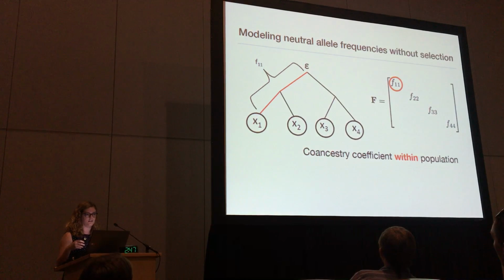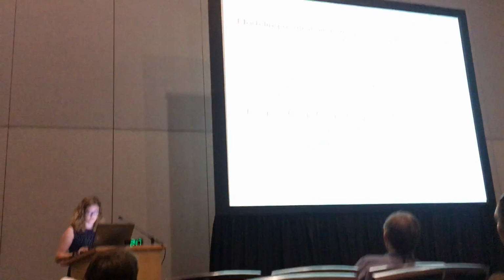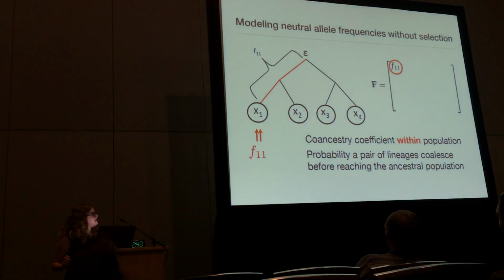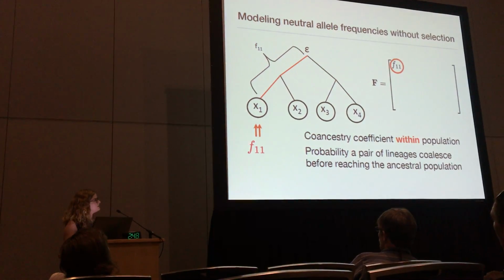This also has other connotations that you're likely to be familiar with, such as the inbreeding coefficient and FST for the first population relative to the ancestral population. Another way to think about this is the probability that a pair of lineages sampled from the first population coalesce before they reach the ancestral population.